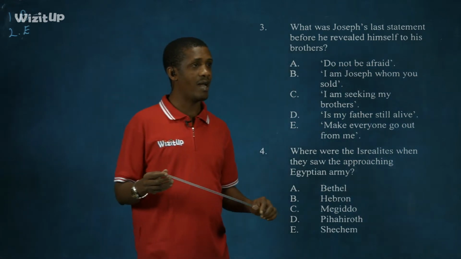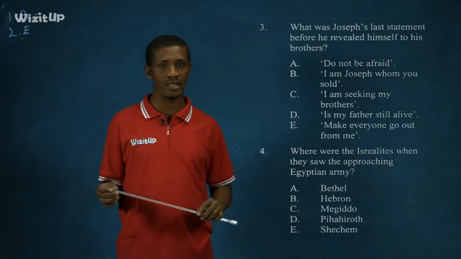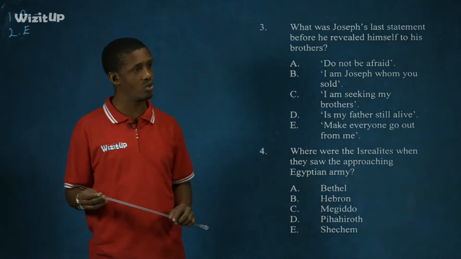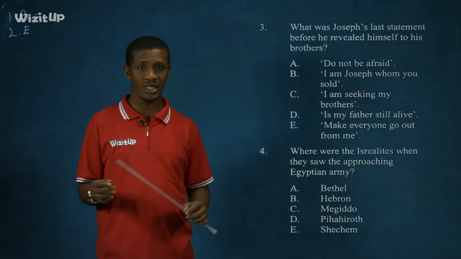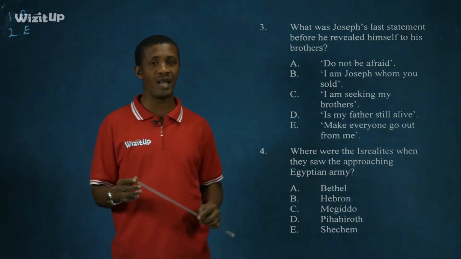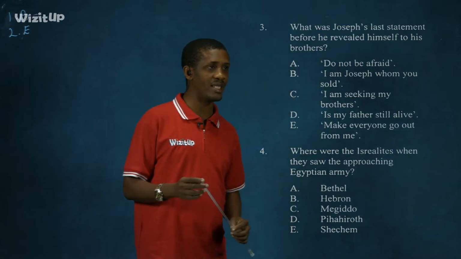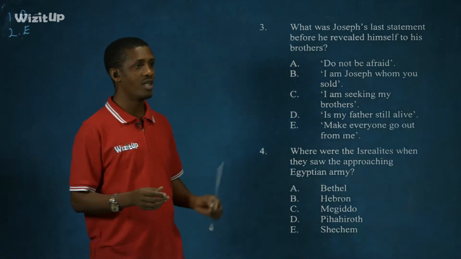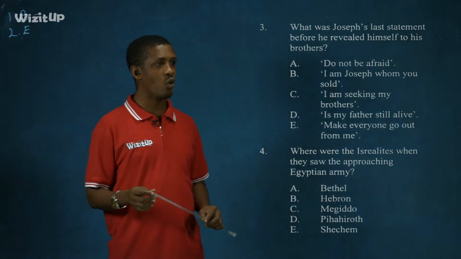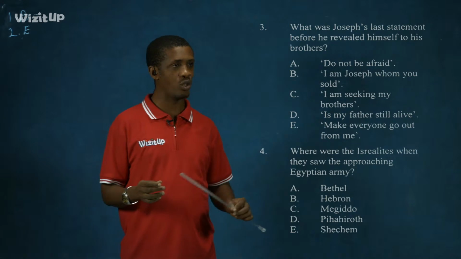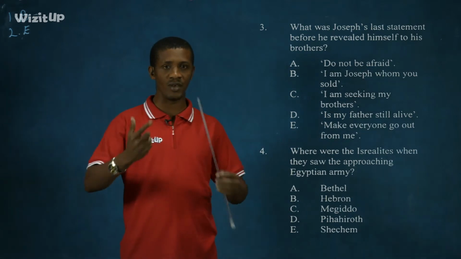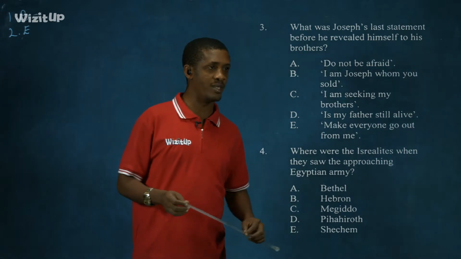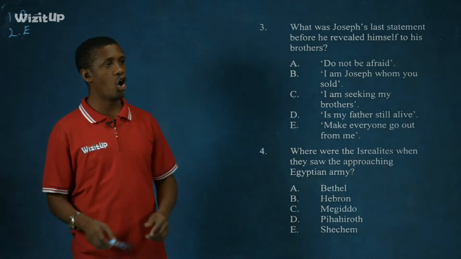C, I am seeking my brothers. Joseph never made that statement. So that's a wrong option. D, is my father still alive? Joseph made that statement after he might have revealed himself. So that's not the last statement before he revealed himself. E, make everyone go out from me. That was the last statement Joseph made when he wanted everyone to be out before he reveals himself to his brothers. So the answer is option E.